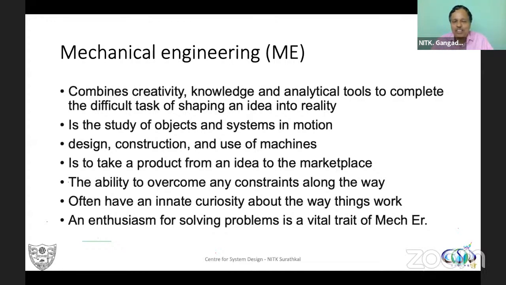They take the product from an idea to the marketplace. Making a product is not enough. You should be able to find a market. You should be able to sell it. And this also comes very naturally for a mechanical engineer. That's why you will see mechanical engineers in different walks of life when it comes to jobs.